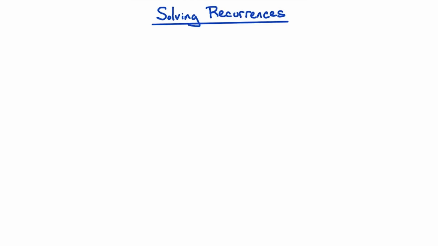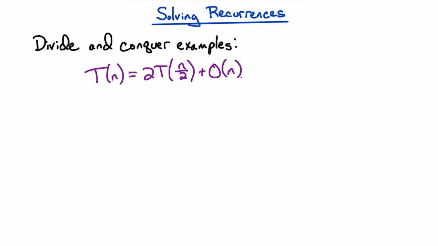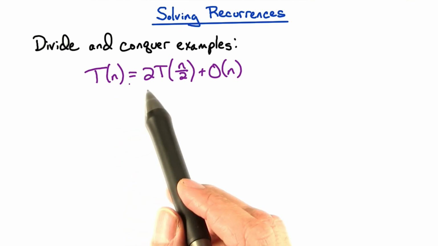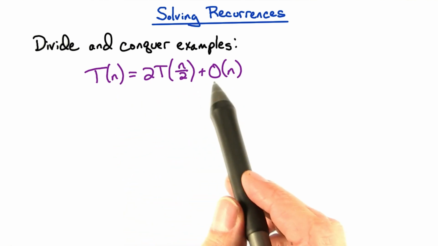This is a short refresher lecture on solving recurrences. We're going to focus on the type of recurrences that arise in divide and conquer algorithms. A classical recurrence is that for merge sort. T(n) = 2 T(n/2) + O(n).